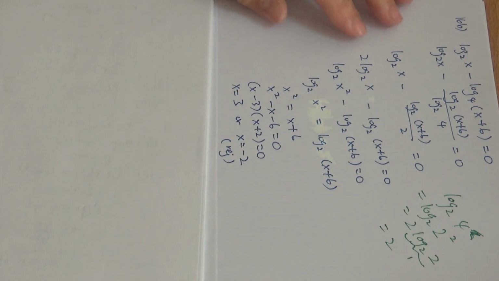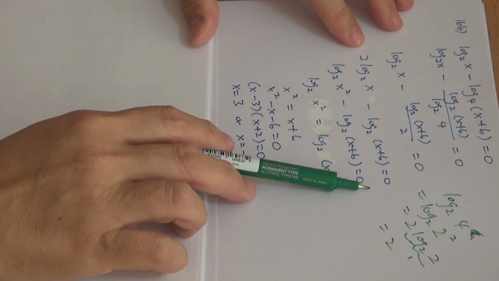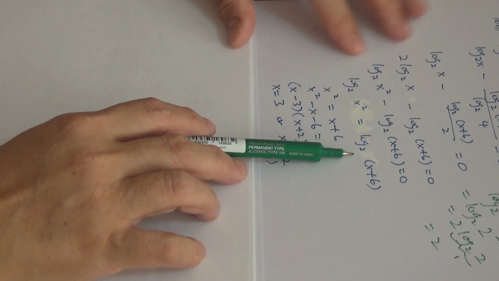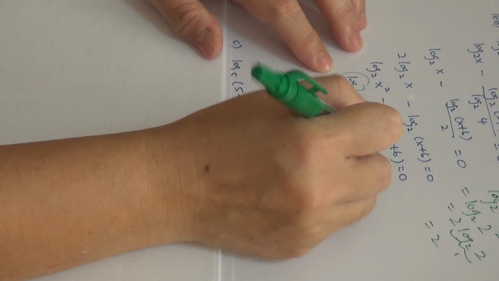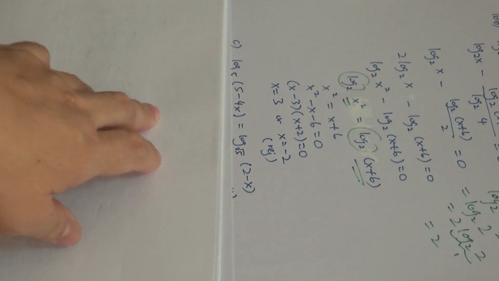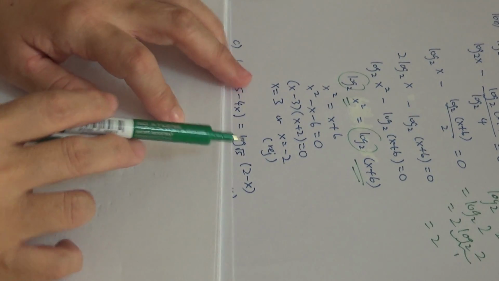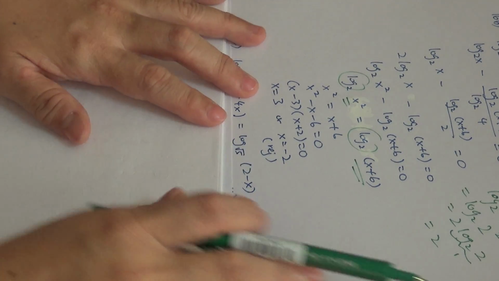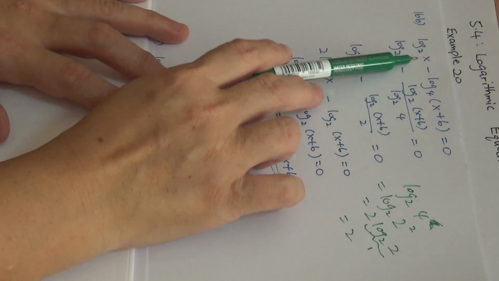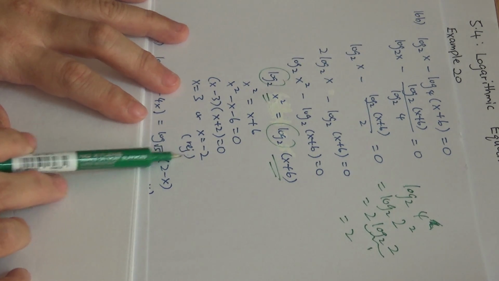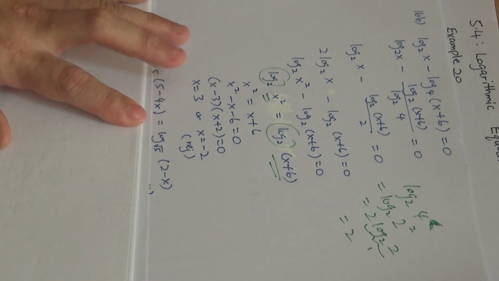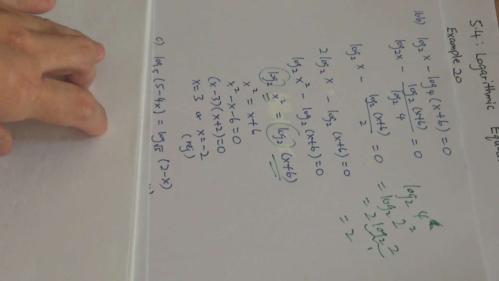Now I multiply by 2 throughout, I get the equation. This one is already log 2, so I just equate the inside here. I will get a quadratic equation and I solve it. After you solve, you must plug into the original equation, and you realize that negative 2 is actually rejected.